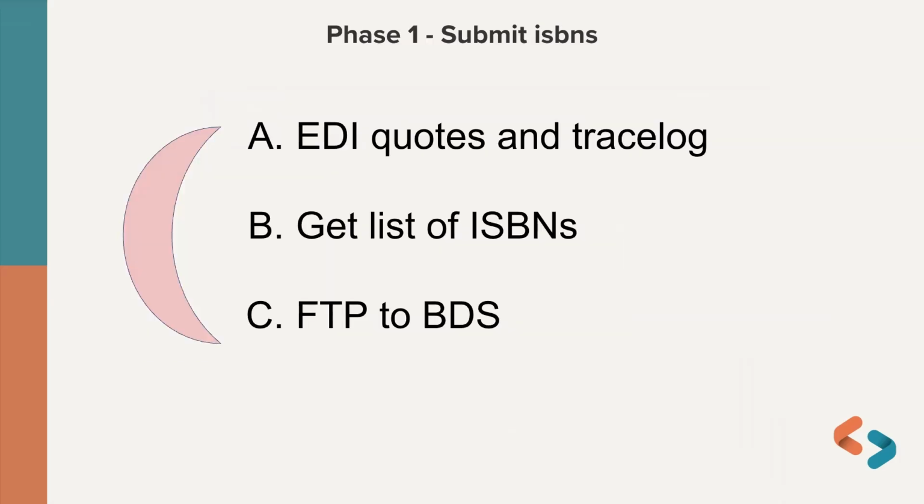So the three phases. First phase, submit ISBNs. As I said earlier, we've had the EDI message come back from the supplier. The quotes are on Koha, and these appear in what's called a trace log, which is a file on the Koha system. We look inside that, and we get a list of the ISBNs for the books that were ordered today. Usually libraries have this running as a nightly process. No reason why you can't run it more frequently if you want to, but most are doing it at night. So we grab the list of ISBNs from that, and we FTP them over to BDS, and that's phase one.